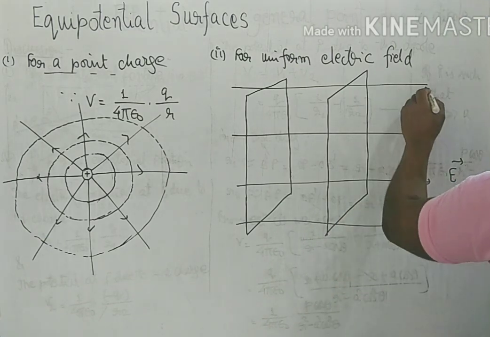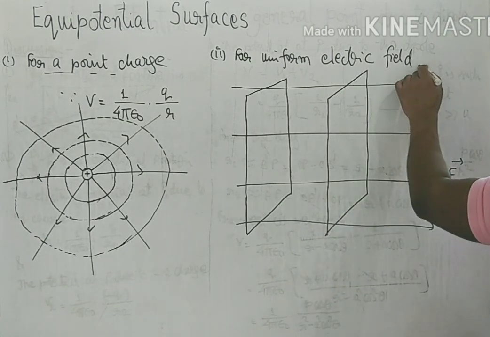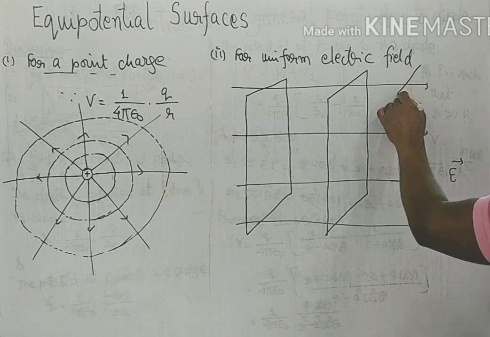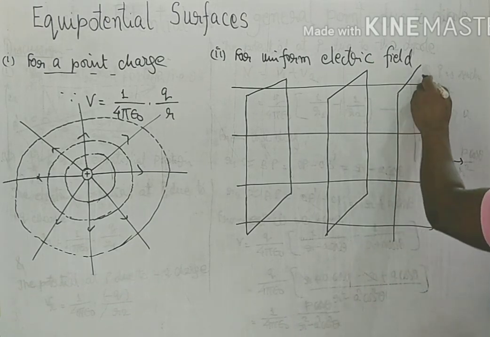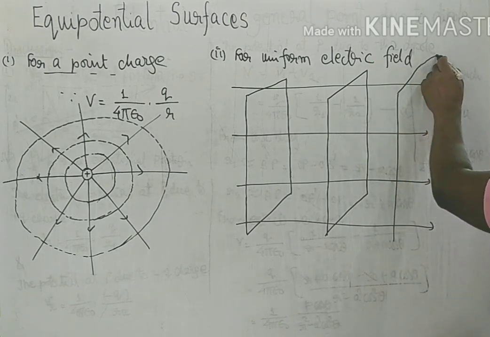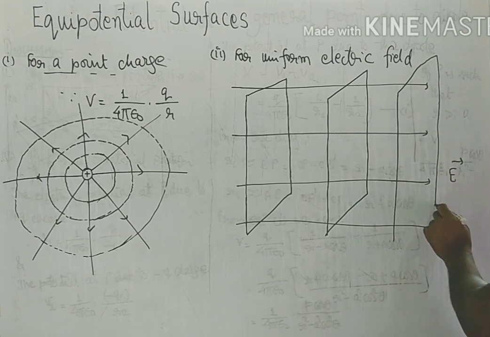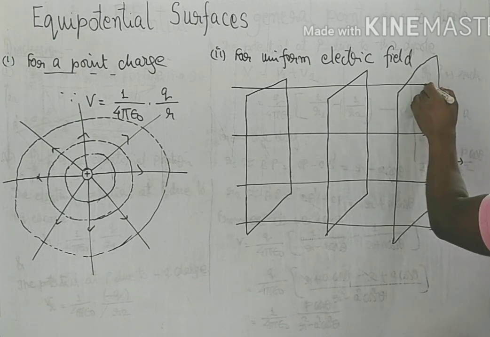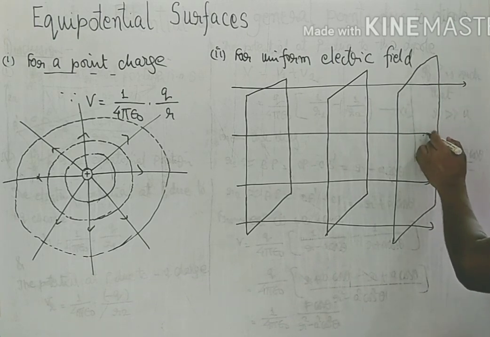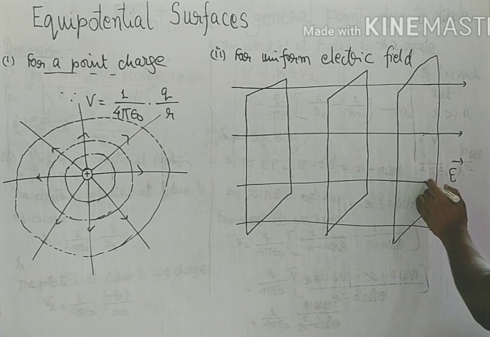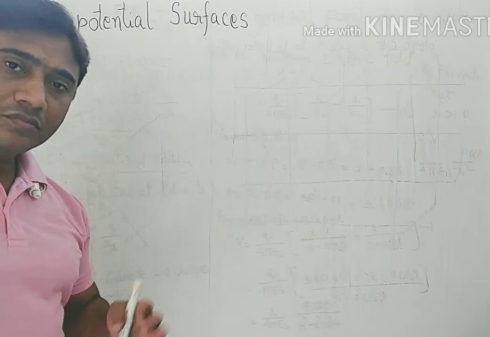And here as well you can have another equipotential surface like this. These are equipotential surfaces. This one. Okay, fine.